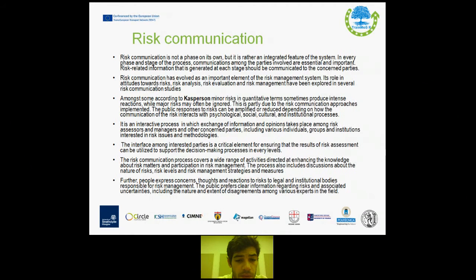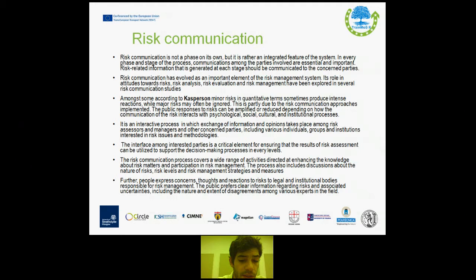Amongst others, according to Kasperson, minor risks in quantitative terms sometimes produce intense reactions, while major risks may often be ignored. This is partly due to the risk communication approaches implemented. The public responses to the risks can be amplified or reduced depending on how the communication of the risk interacts with psychological, social, cultural and institutional processes. It is an interactive process in which exchange of information and opinions takes place among risk assessors and management and other concerned parties, including various individuals, groups and institutions interested in risk issues and methodologies. The interface among interested parties is a critical element for ensuring that the results of risk assessment can be utilized to support the decision-making process at every level.